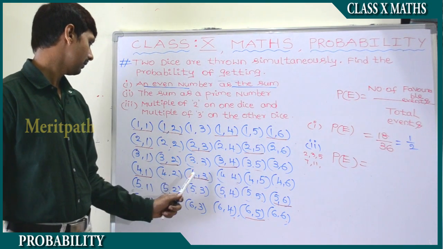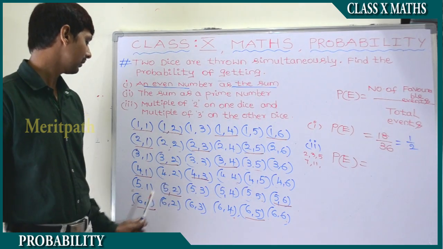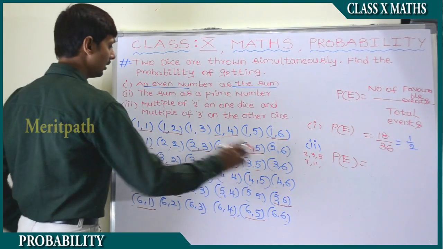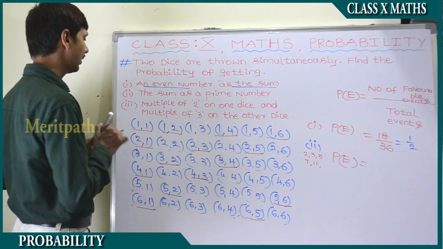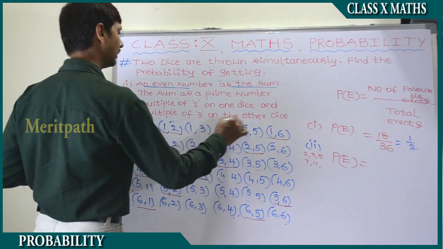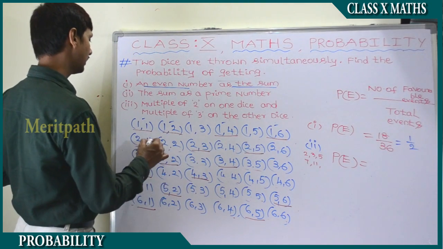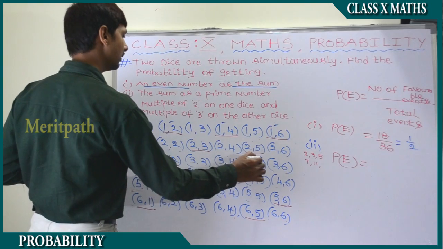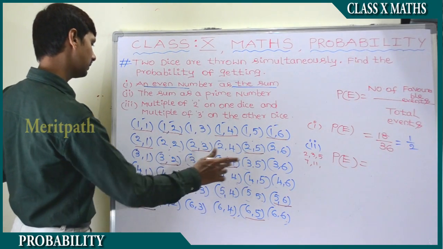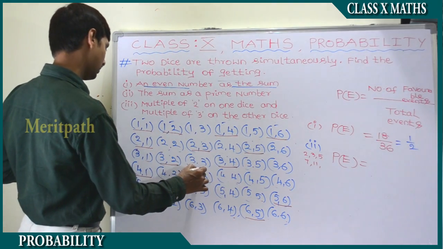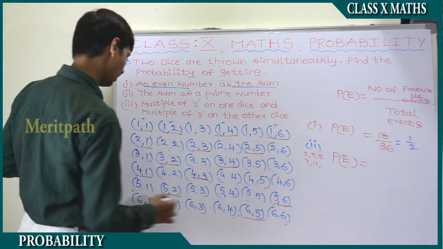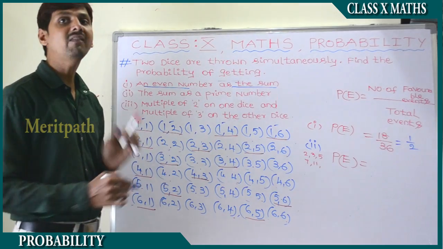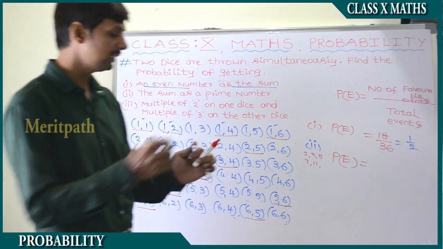8, 9, 10, 11, 12, 13, 14. And I think we did not count correctly here. Let's count again. First, second, third, fourth, fifth, sixth, 7, 8, 9, and then after 9, 10, 11, and then after 12, 13, 14, 15. The total number of events we got here is 15.